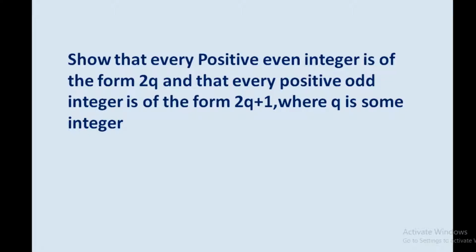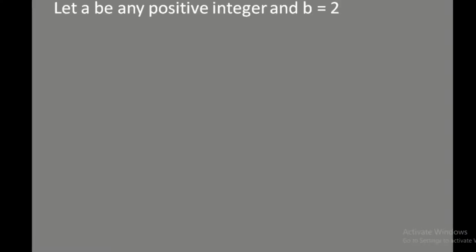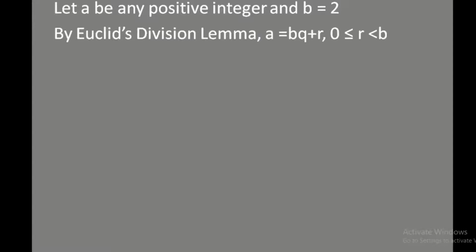Show that every positive even integer is of the form 2q, and that every positive odd integer is of the form 2q plus 1, where q is some integer. So we will assume that a is any positive integer, and since it is given in our problem, b is equal to 2. Whenever b is equal to 2, according to the lemma, we'll write a is equal to 2q plus r.